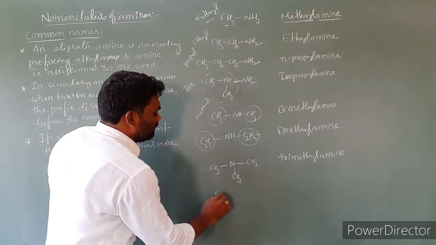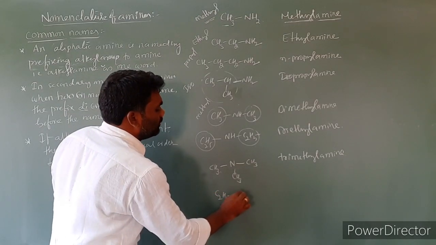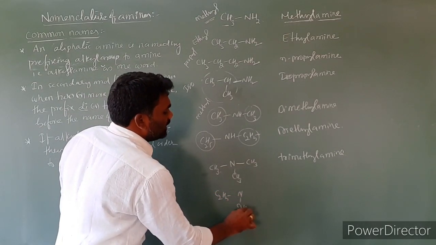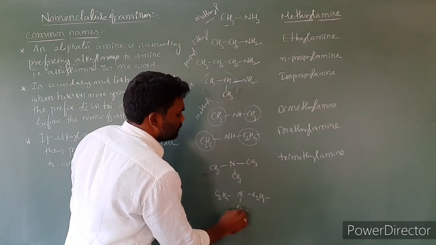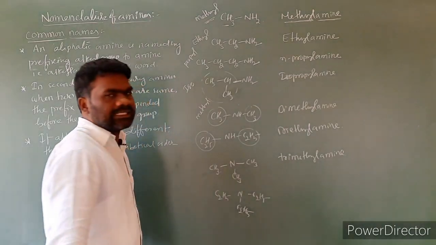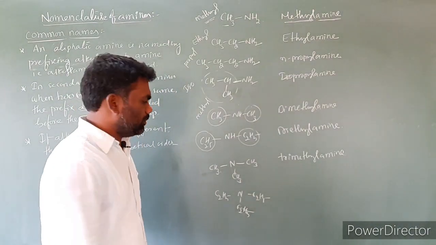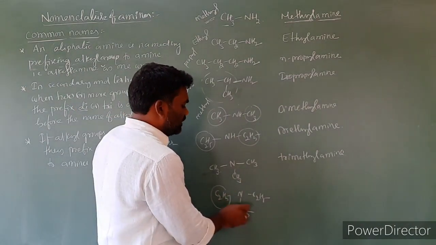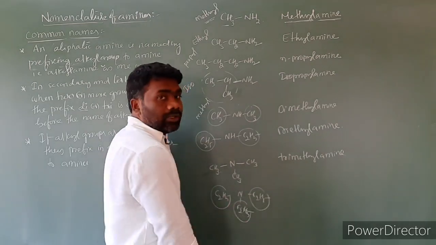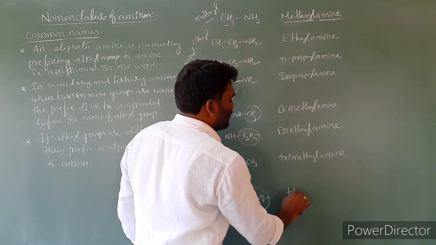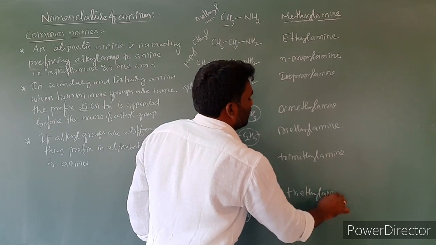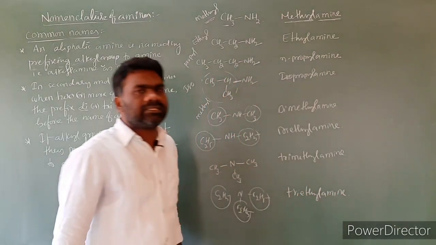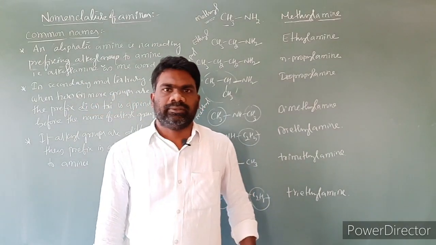Take one more example. I'm taking C2H5N, C2H5O, C2H5. Look at this example. What is the name of this compound? All are ethyl groups. The name is triethyl amine. The name of this compound is triethyl amine.